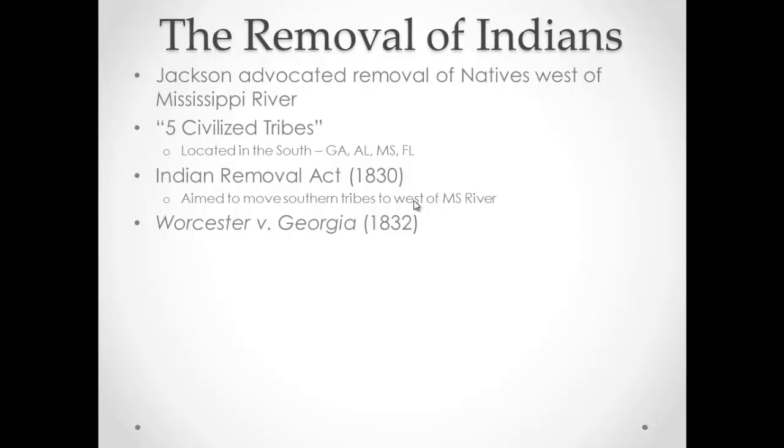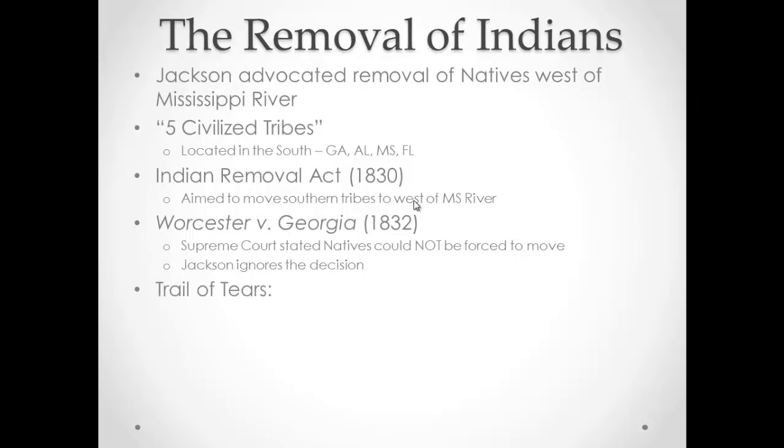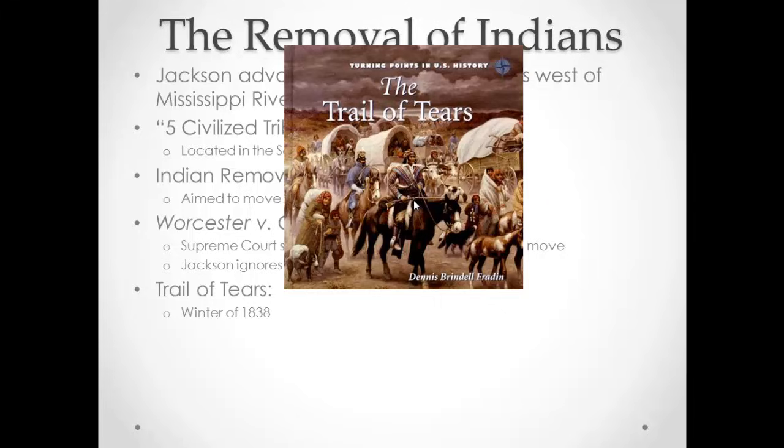A very famous court case, Worcester versus Georgia, happens in 1832, in which the Supreme Court essentially says that natives could not be forced to move out west. And this is where Andrew Jackson supposedly says, John Marshall made his decision, now let him enforce it. This is very interesting because the court ruled one thing, and Andrew Jackson does not follow up with the court's decision. So it shows that the Supreme Court is dependent on the executive branch to uphold and enforce its decisions. And again, Jackson ignores the decision, which leads, years later, to the Trail of Tears, which happens in the winter of 1838. And this is the forced removal of thousands of natives. It's in the winter.